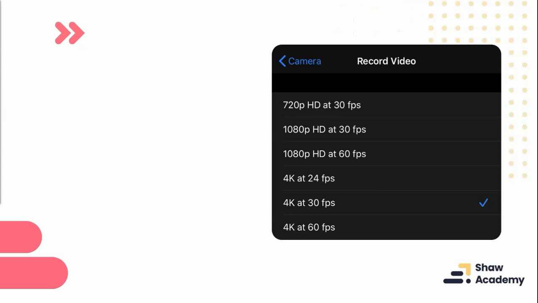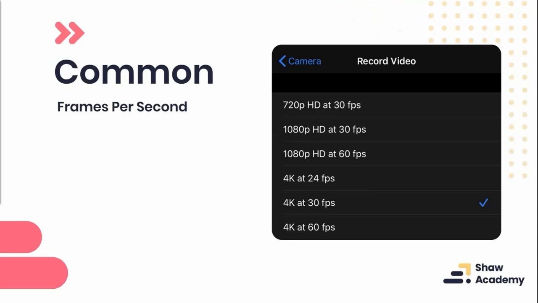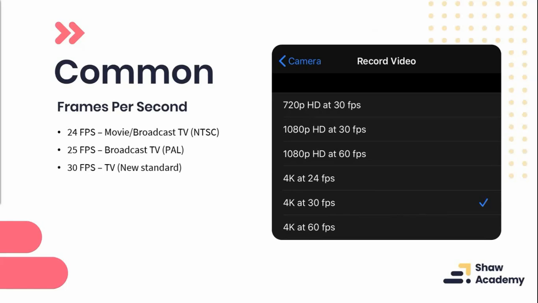So setting your frame rate, you will find this in your video settings. Now, this is just taken off, I think, a smartphone. But some of the most common ones here: 24 frames per second, which is our movie and broadcast TV; 25 frames per second if you're PAL, which is the European standard, although 30 frames per second is very quickly becoming the new standard; 48 frames per second.